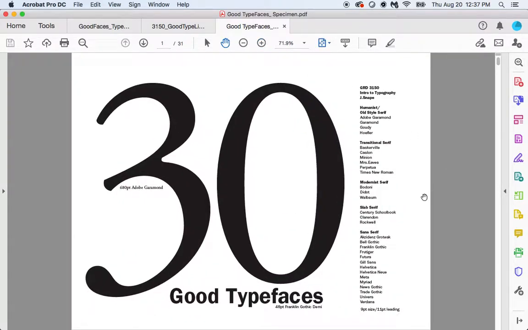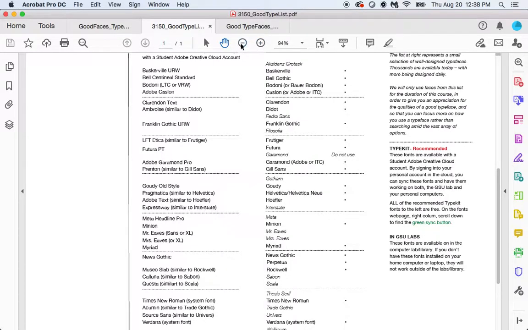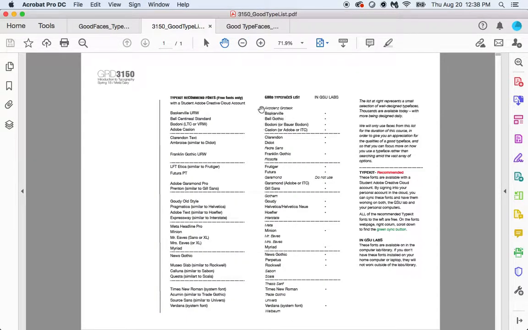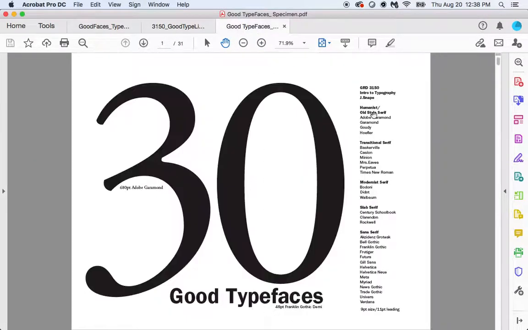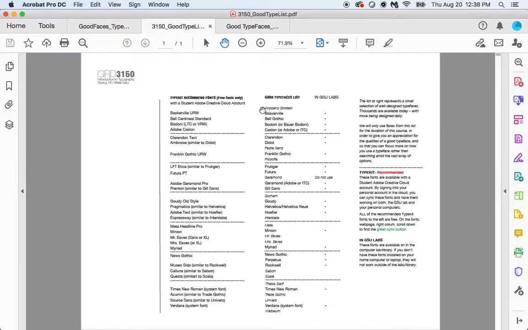So yeah, those are our main type classifications: humanist, transitional, modernist, slab, and sans serifs. And make sure whenever you're picking typefaces, they come from one of these. And here's another list. And it's more of the same of these plus a couple more.